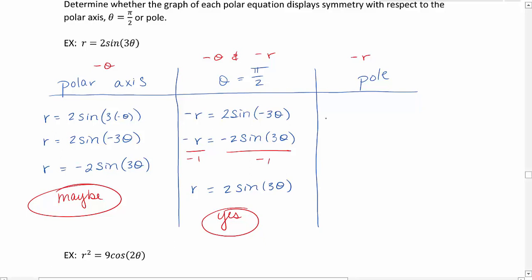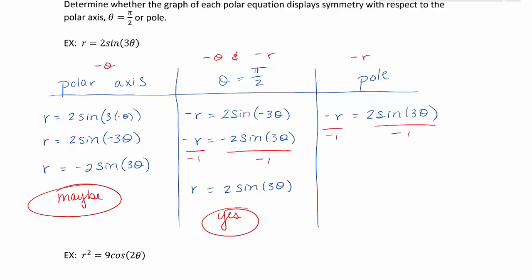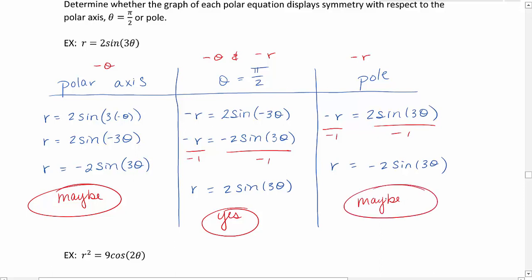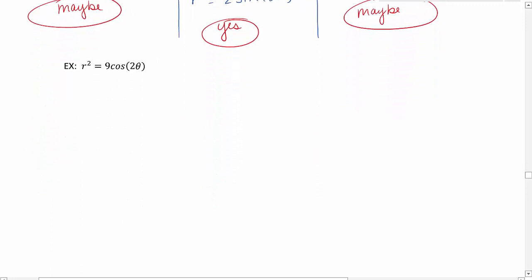We're replacing r with negative r. There's no cleaning up to do on the right side. We could try dividing both sides by negative 1. That worked last time. But it doesn't work this time. This is a maybe. We might have diagonal symmetry, but it's not going to help us lessen our graphing process. Okay. Let's try the next one.